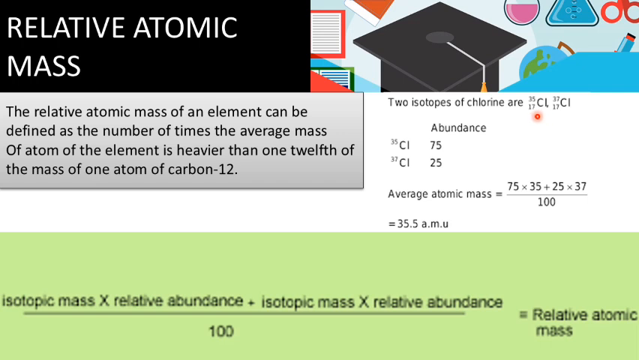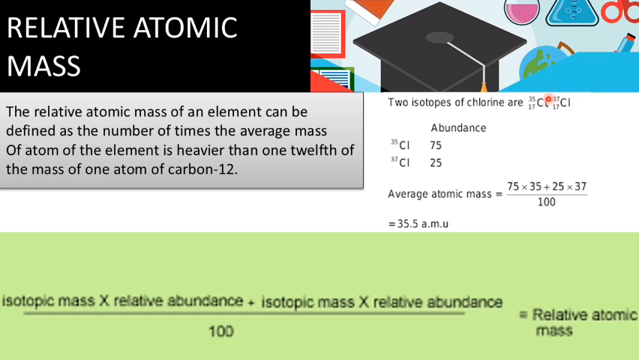It simply means they have the same atomic number. But now if you look at the numbers up, we have 35 and 37. So this represents the atomic masses. What makes these atomic masses different is just because the number of neutrons present in chlorine 35 is different from the number of neutrons present in chlorine 37.